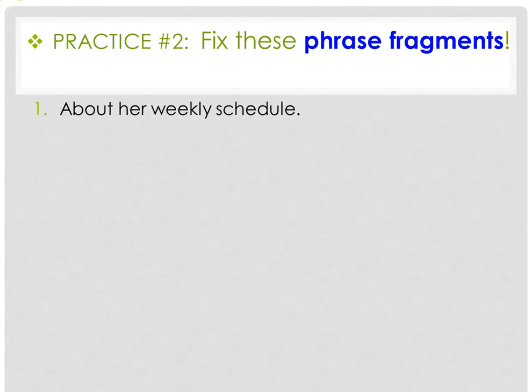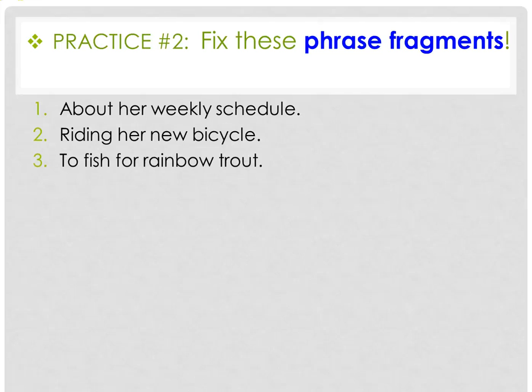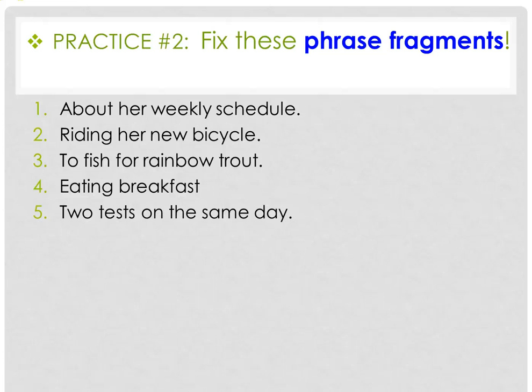Let's practice. I'm going to give you 5 of these on your paper in your notes. Try to fix them using these 3 techniques. Try to use each technique at least once. So number 1 says, about her weekly schedule. Number 2, riding her new bicycle. 3, to fish for rainbow trout. 4, eating breakfast. 5, 2 tests on the same day. Pause this video and hit play whenever you're done to look at some sample answers.